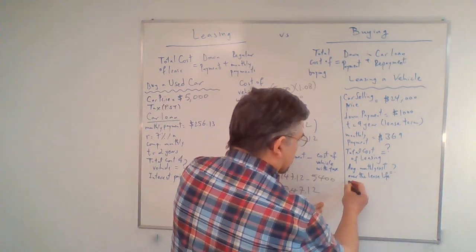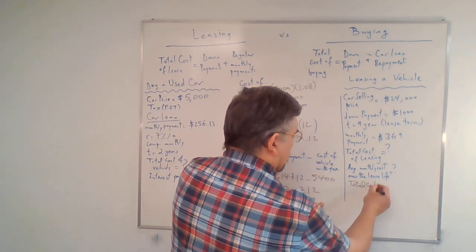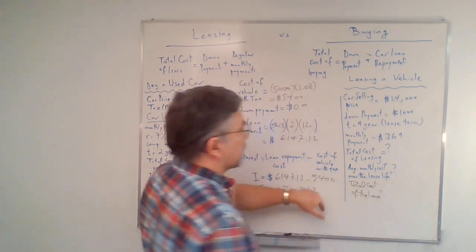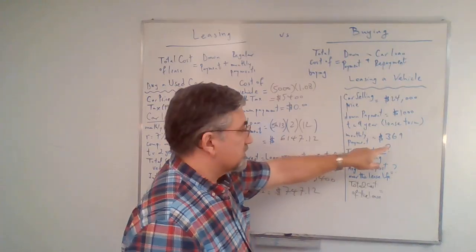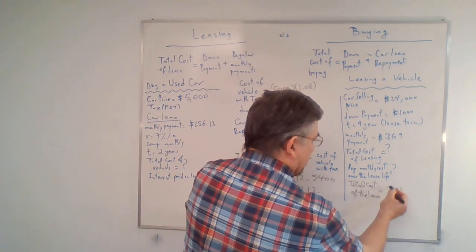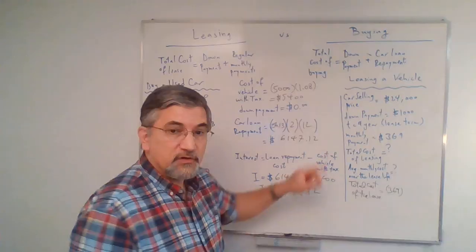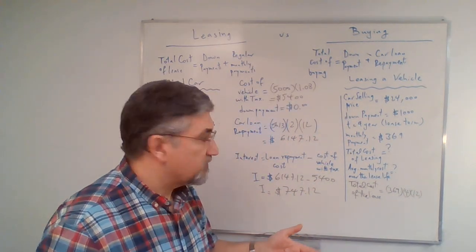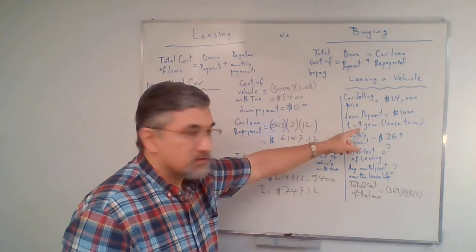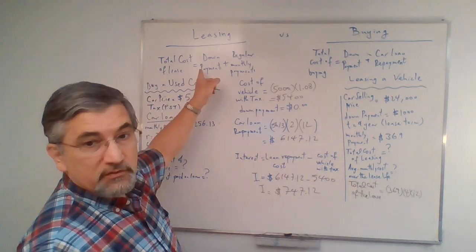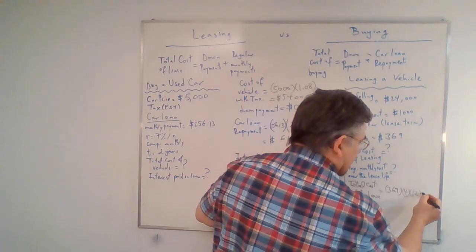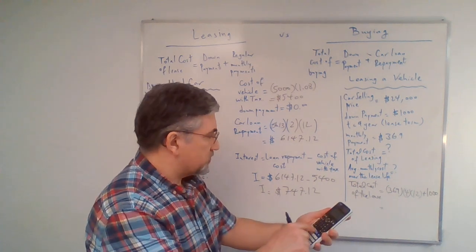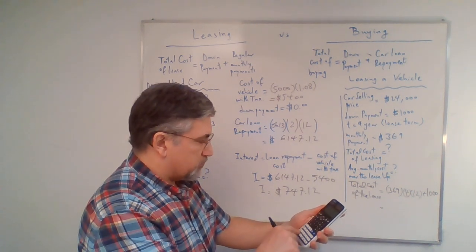So in this scenario, the total cost of the lease is going to be $369 that you pay every month, and that's for 4 years. So that will be times 4 times 12, because every year has 12 months. And then we should not forget about the $1,000 down payment that you paid at the beginning. So here it says down payment plus. So I add your down payment, $1,000. And now we do the calculation, 369 times 48 plus 1,000.